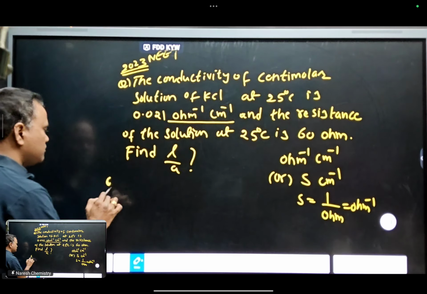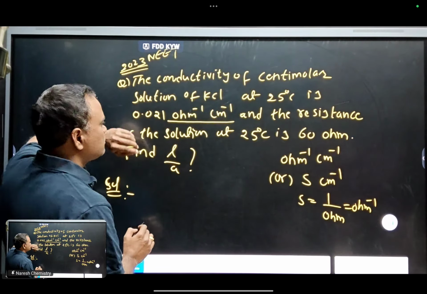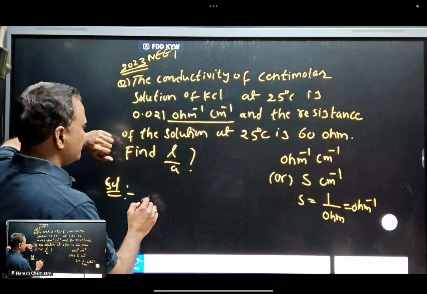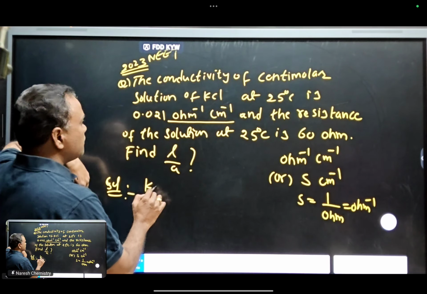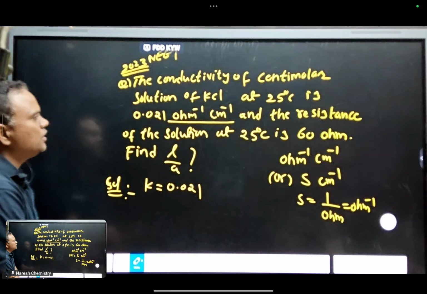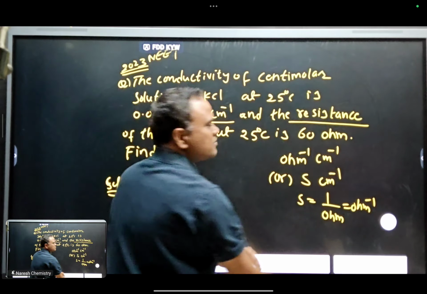Okay, write the data. 1.26, okay I'll check, please wait. K is equal to 0.021, and resistance, what is the symbol for resistance, Santoshini?